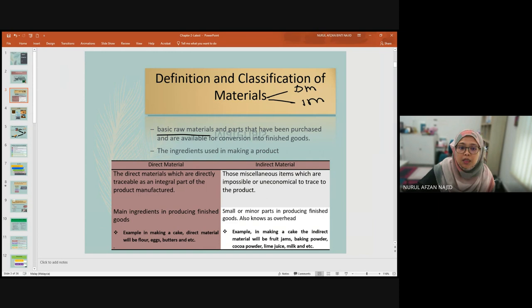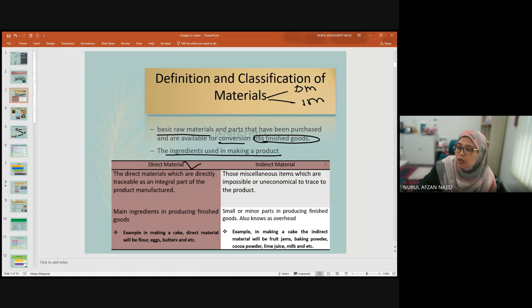Kenapa kita beli raw material itu? Adalah untuk kita convert the raw material into finished goods. It depends on what are the finished goods yang you nak produce lah. So, in simple way, material can be defined as ingredient used in making a product. Bahan-bahan yang digunakan untuk kita buat produk tersebut. Kalau kita nak buat baju, so what are the material involved? Fabric, needle and so on. So the ingredient used in making a product can be divided into direct material and also indirect material.